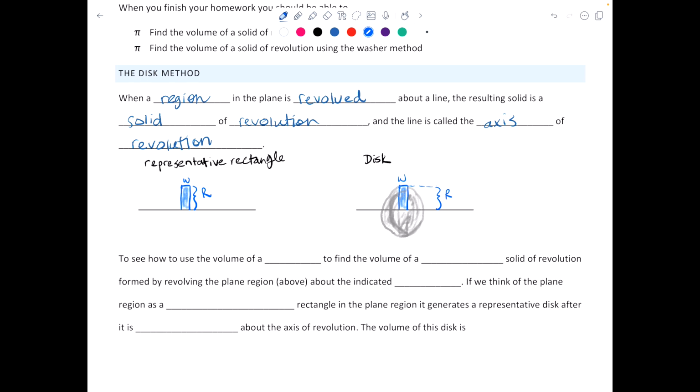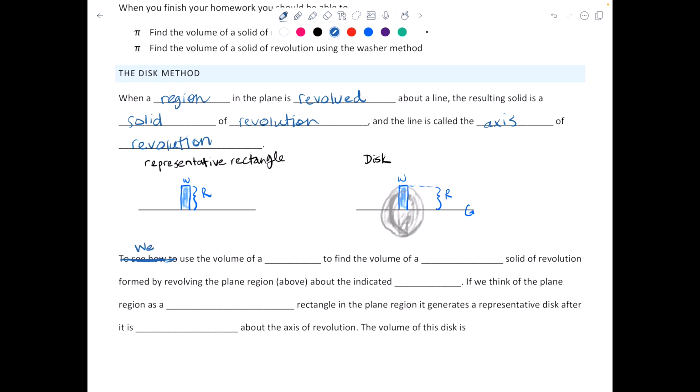And for this one, our axis of revolution is a horizontal line. So now I changed this around a little bit. Apologies. I went a little too quick when I was, I guess, writing this. So we're going to cross this out.